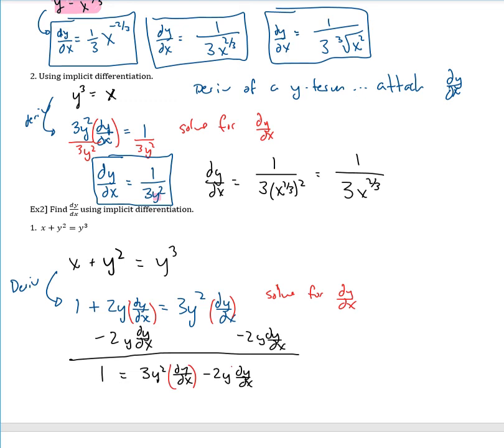The dy dx again is treated like a big old x. I want to solve for that. I want to get it by itself. All right, so when we have multiple dy dx's, we want them on the same side. Okay, so solve for dy dx. If we have multiple dy dx terms, we get them on the same side, and then factor.